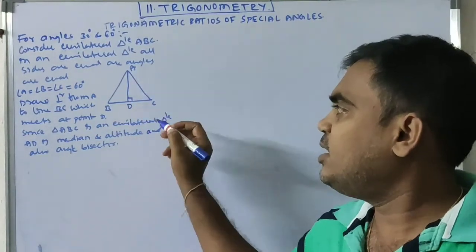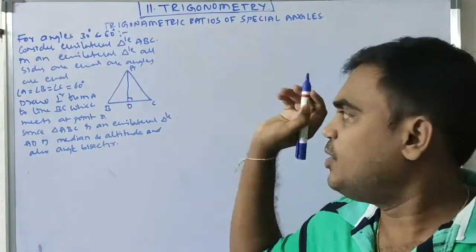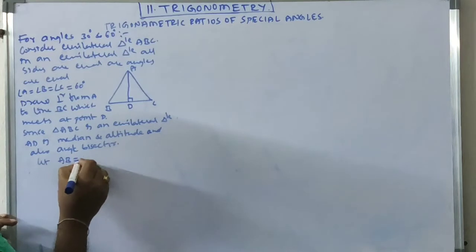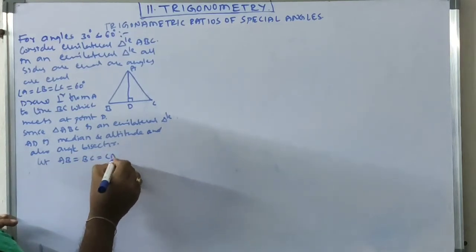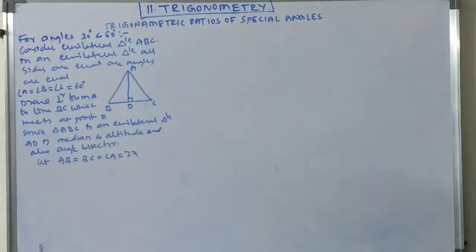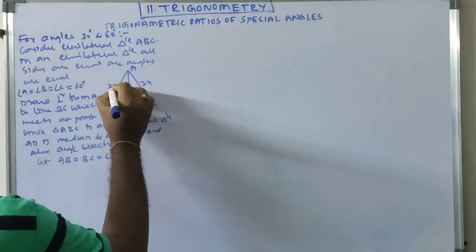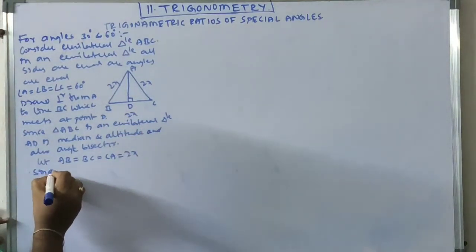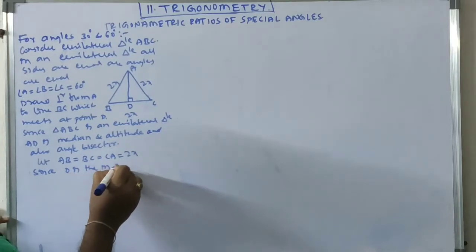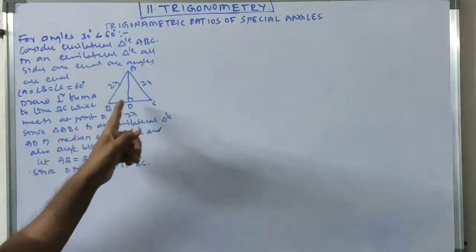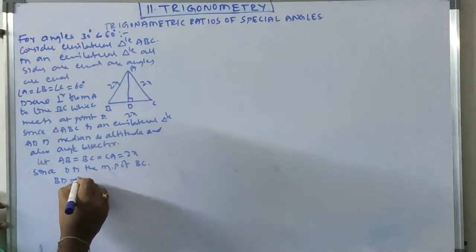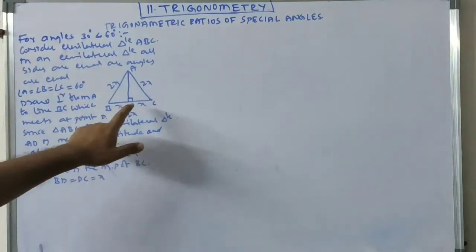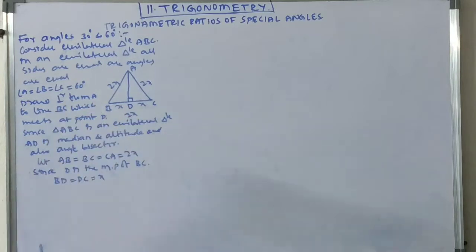Since AD is a perpendicular bisector and altitude, let all sides be equal: let AB equal to BC equal to CA equal to 2x. So this is 2x, this is 2x, this is also 2x. Since D is the midpoint of BC, BD equal to DC equal to x. These two are equal to x.